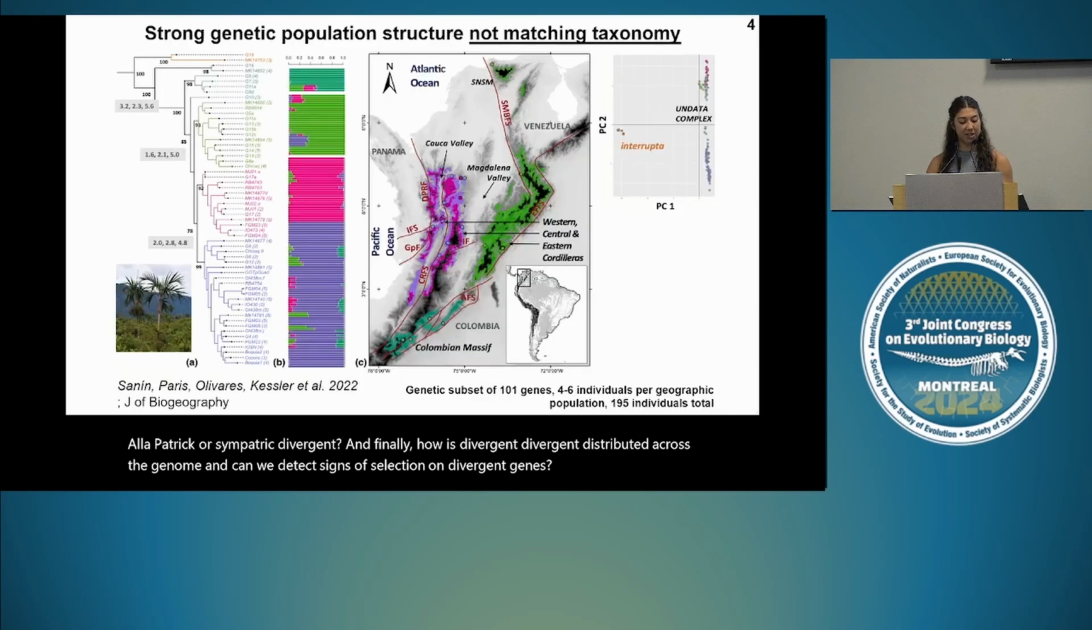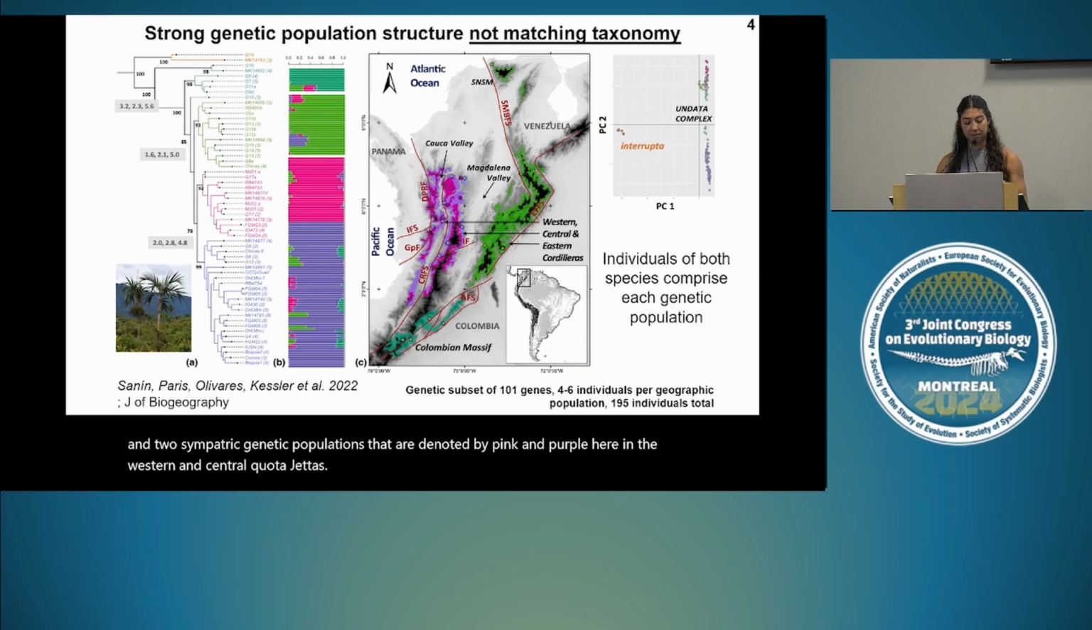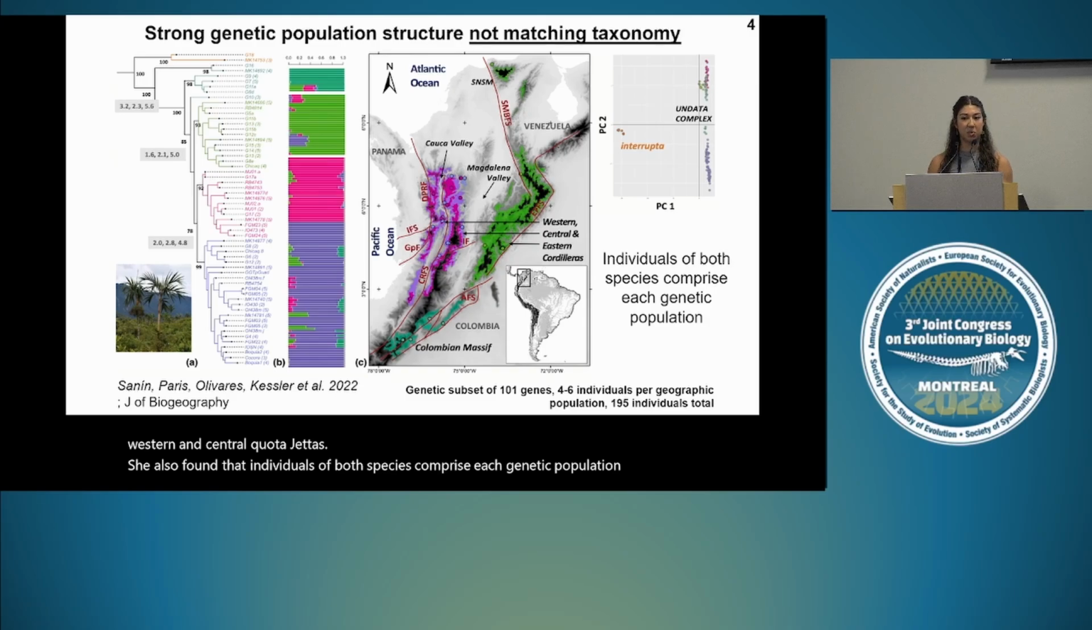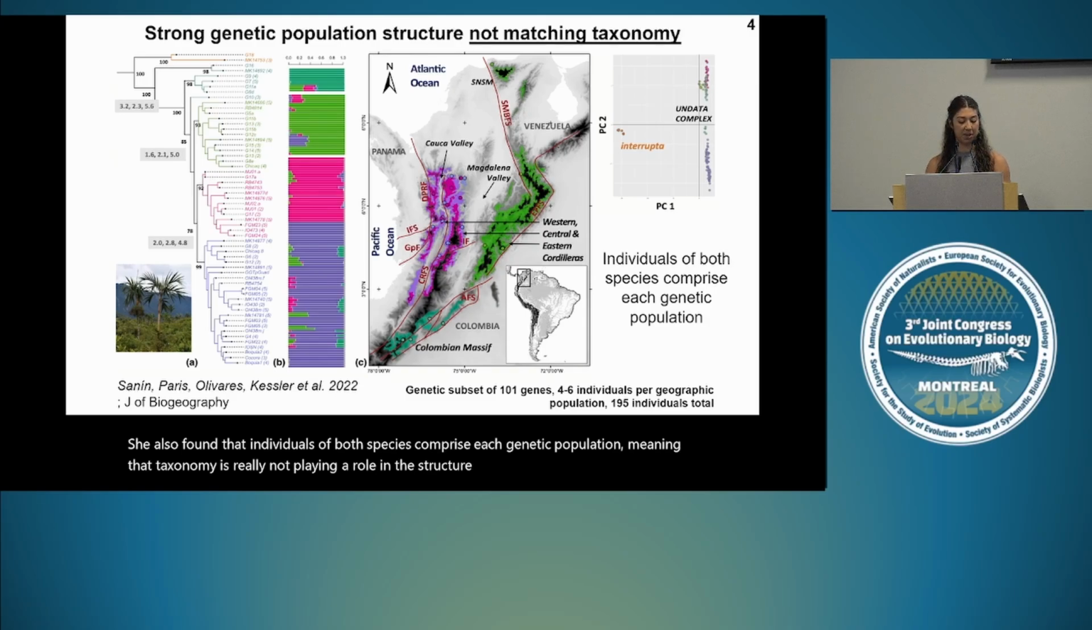So in 2022, my research mentor Maria Sanin published a paper that looked into the genetic population structure of the G. undata complex in the northern Colombian Andes. She found that there were two allopatric genetic populations, one in the eastern Cordillera, that's in green here, one in the southern Colombian Massif, that's in turquoise, and two sympatric genetic populations that are denoted by pink and purple here in the western and central Cordilleras. She also found that individuals of both species comprise each genetic population, meaning that taxonomy is really not playing a role in the structure of these genetic populations, really at all.